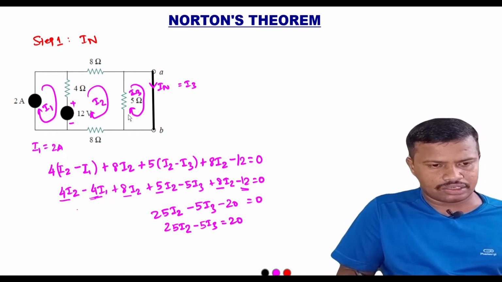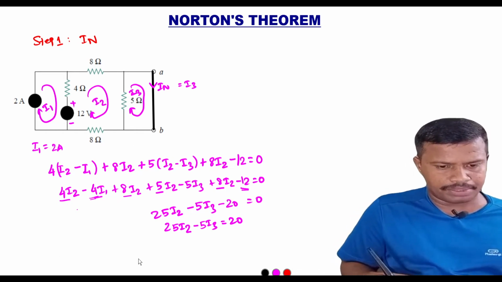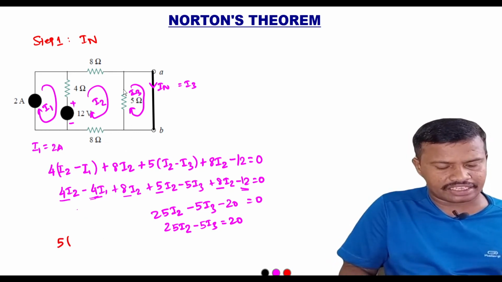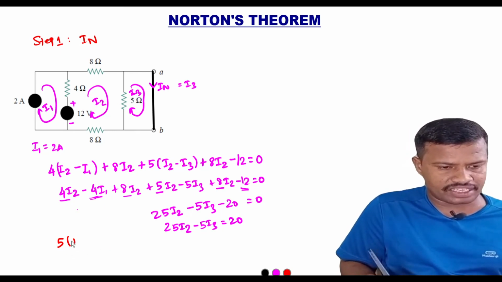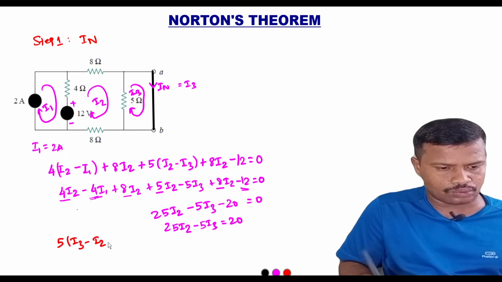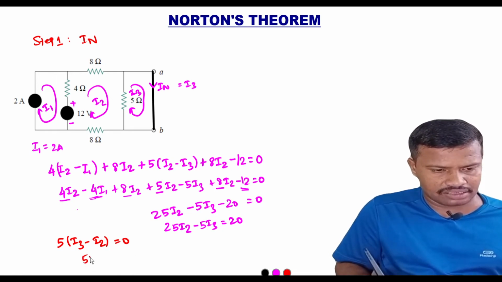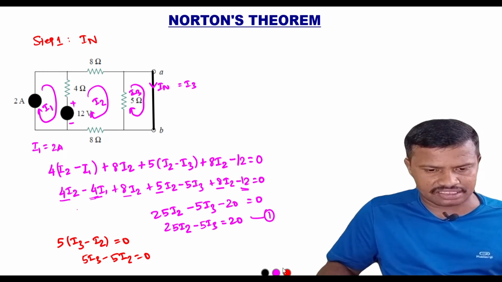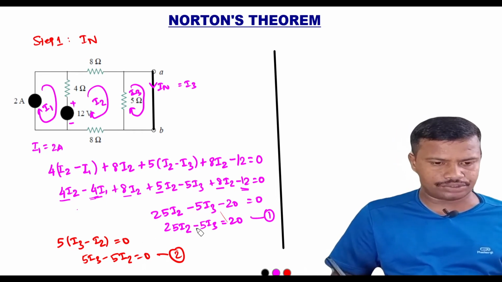Next we write the loop equation for the third loop. The current is I3, so we can simply write 5 into the influencing currents, I2 and I3, both opposite in direction. So we can write 5 into I3 minus I2 is equal to 0. Now 5I3 minus 5I2 is equal to 0. Let us say this is equation number 1 and this is equation number 2. Now we are interested in the value of I3.